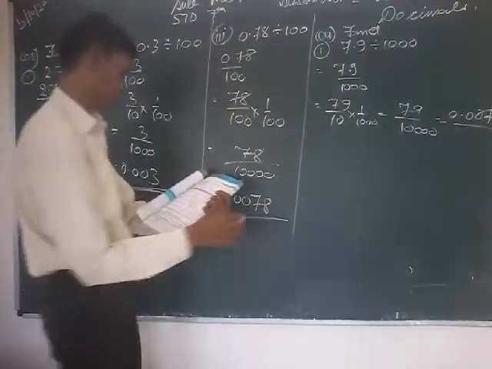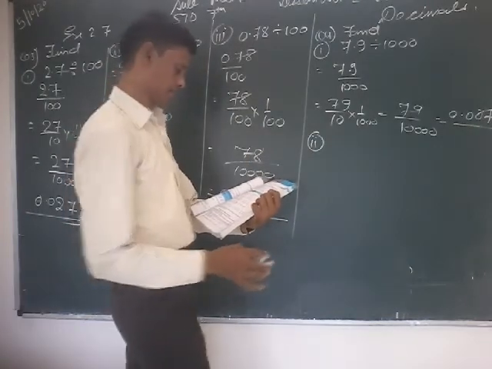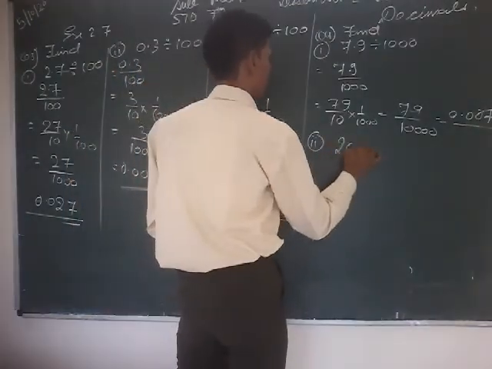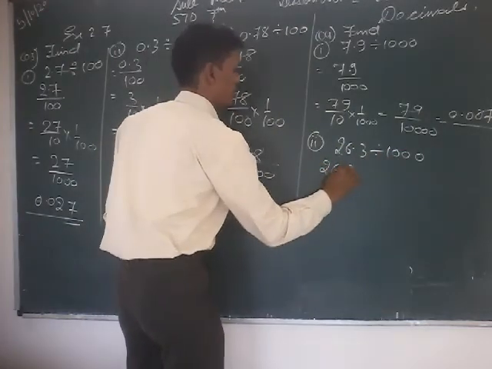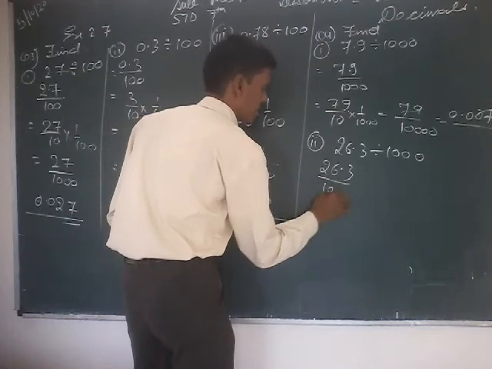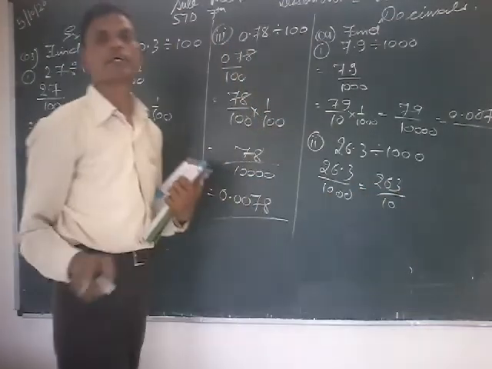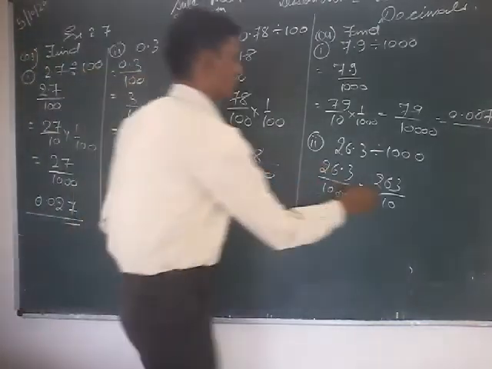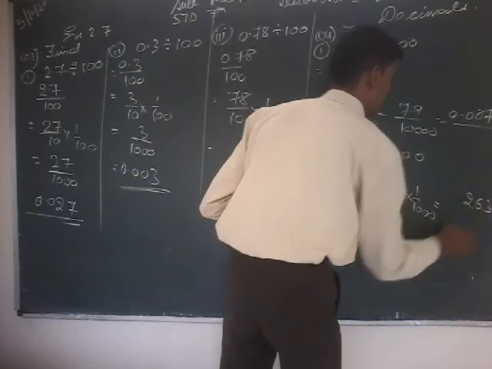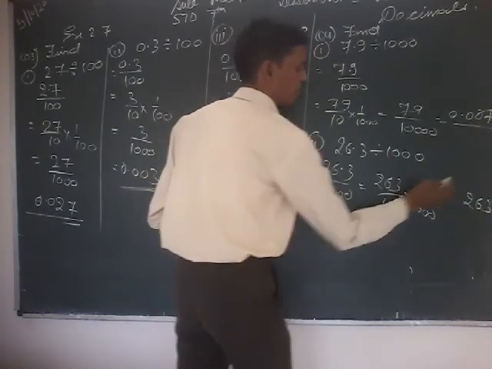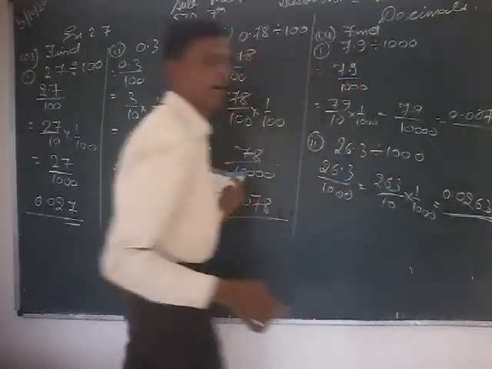Next question is 26.3 divided by 1000. 26.3 upon 1000. 263, we will write 10, to remove the decimal, into 1 by 1000. 263 upon 10000. Count 1, 2, 3, 4. There is no 4th place, so this is the answer.